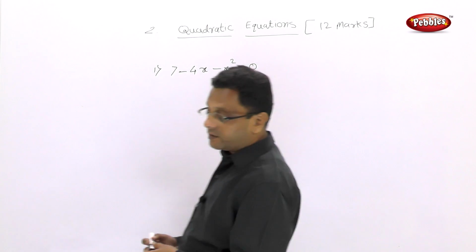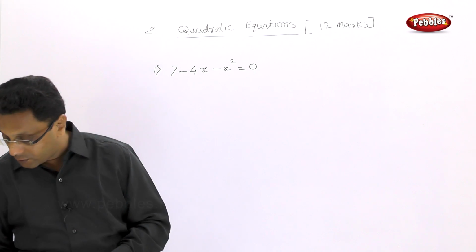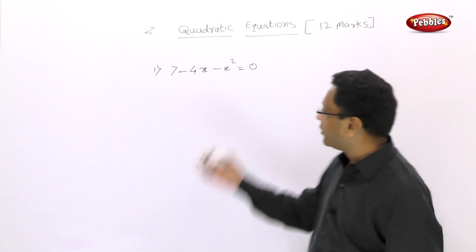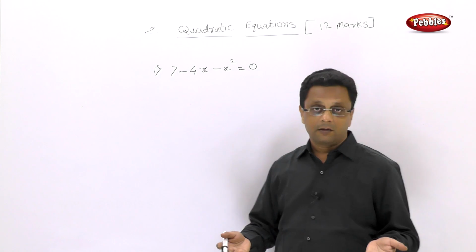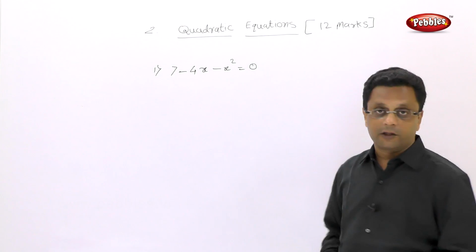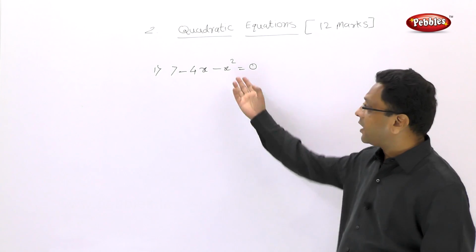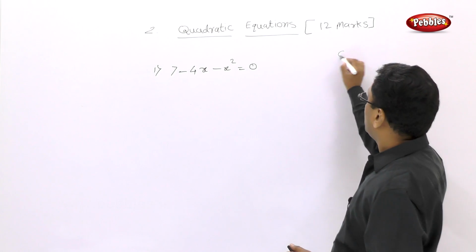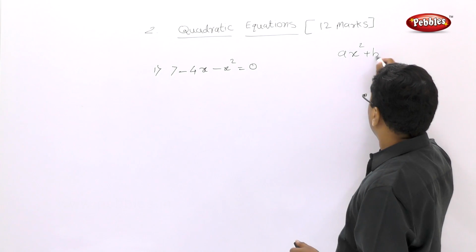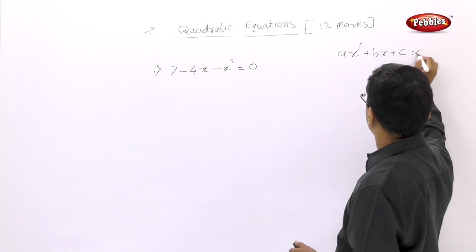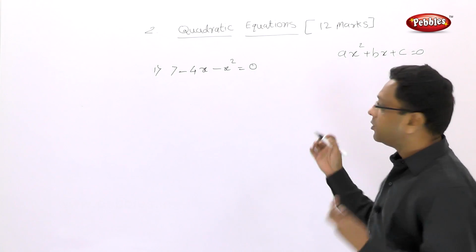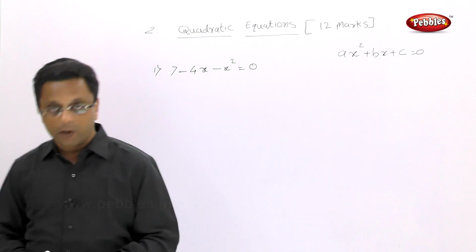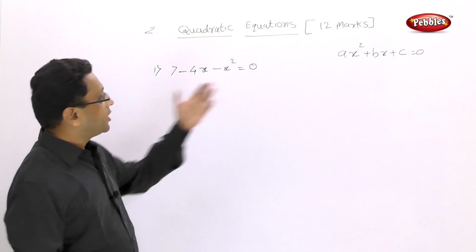Now this particular example appeared in March 2013. This is very simple. The 1 mark is already in your pocket. You have to write this equation in the standard form. What is our standard form? Our standard form is ax square plus bx plus c equal to 0. This is our standard form. So you have to just rearrange the terms.